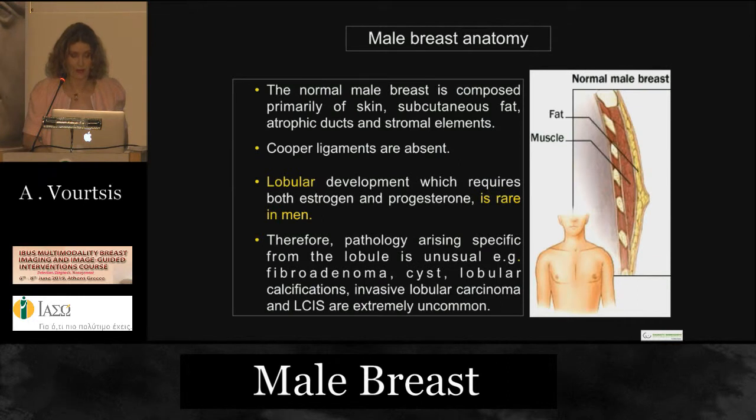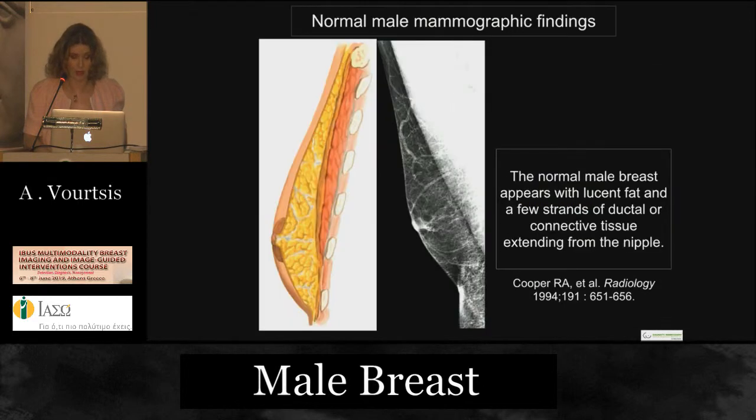A few words about the male breast anatomy. The male breast is composed primarily of skin and subcutaneous fat, with atrophic ducts and stromal elements. Cooper ligaments are absent. Please remember that lobular development, which requires both estrogen and progesterone, is rare. Therefore, pathology arising specifically from the lobules is unusual. So if you see a lesion that appears as a cyst, be very alert. This might be a cancer, because cysts or fibroadenomas are very rare in men.